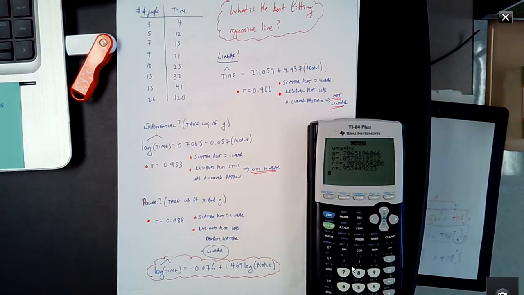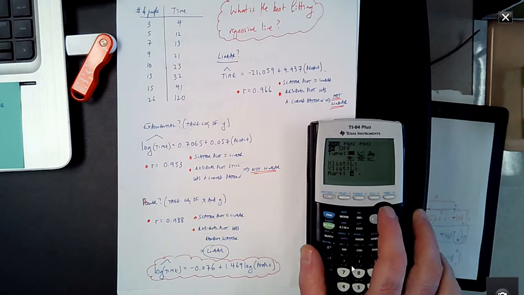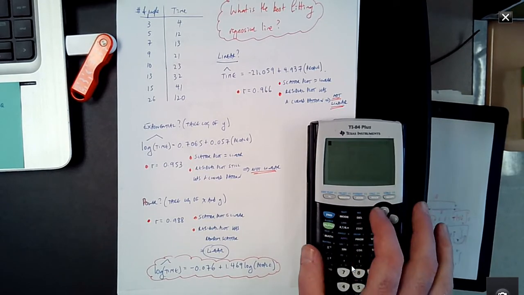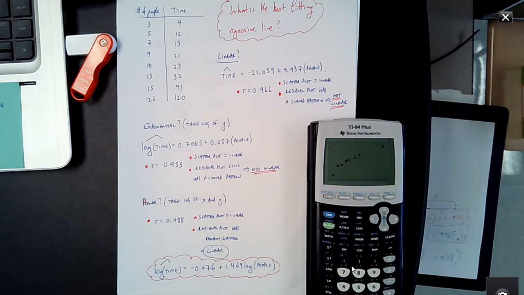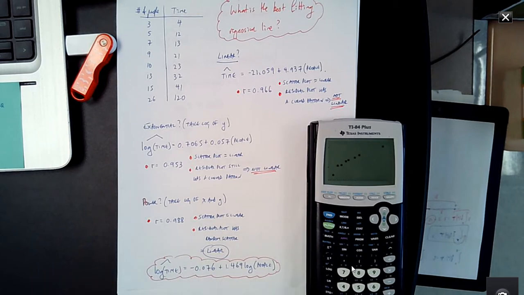So let's go ahead and do the scatter plot. Do Second Y=. We're going to compare L1 and L3, and we'll do Zoom 9. It's roughly linear, but not as good as the original one. So I'm starting to lean towards the fact that it's maybe not going to be exponential. But again, let's look at the residual plots.